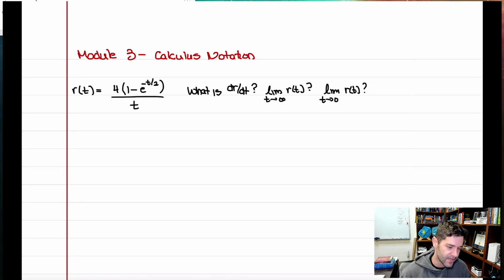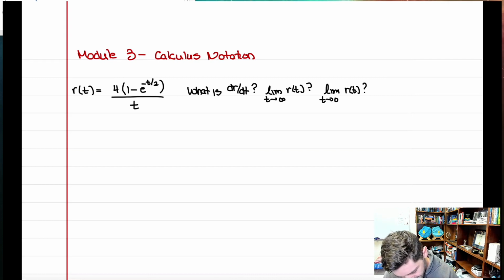Well, let's check this one. Perhaps I have the trajectory of a particle r of t that goes as 4 times 1 minus e to the negative t over 2, all over t. And I get asked questions like, what is its derivative? What is the limit as time goes to infinity? What is the limit at t equals 0? Notice there's that 1 over t, so I can't necessarily just plug in 0 in this case.